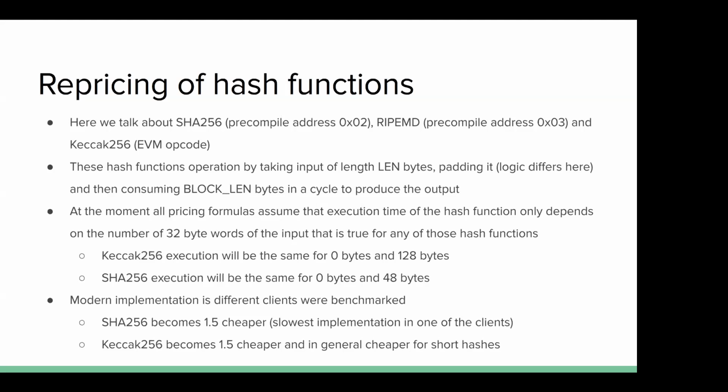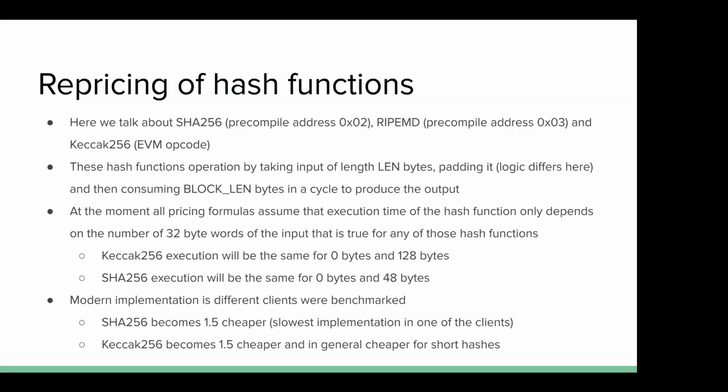And then the 32 bytes that you mentioned before, that steps on top of that, as in you have the minimum of 128 bytes for Keccak or 48 for SHA. And then after that, it steps in 32 bytes. Am I understanding that right?